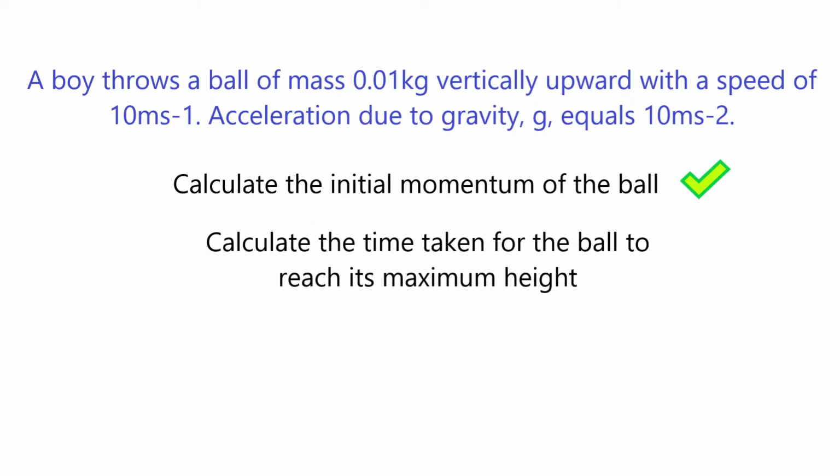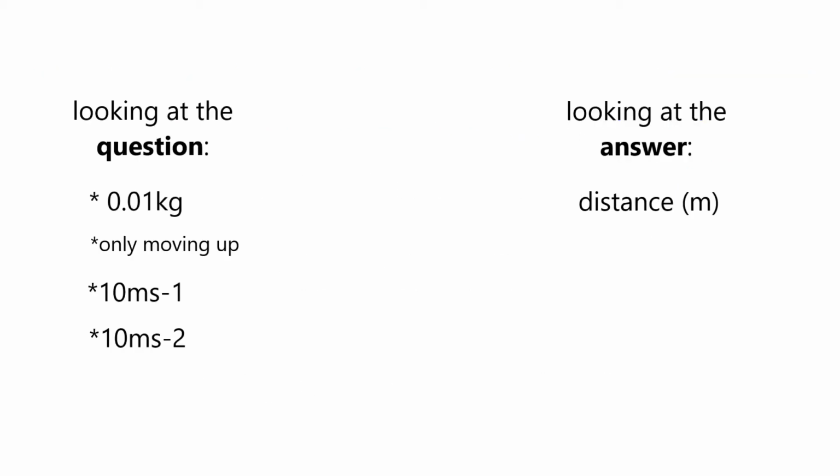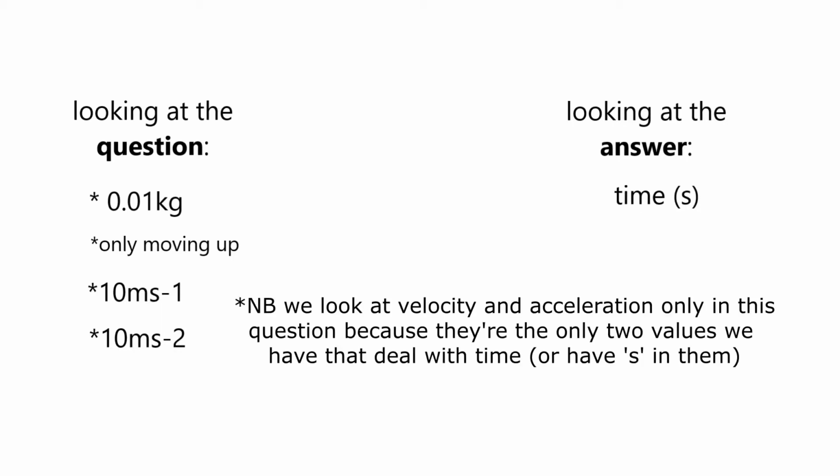Part B, calculate the time taken for the ball to reach maximum height. This is where it starts getting a bit more tricky. Essentially, you have the values. In this case, you're looking at speed and stuff like that. So you have the values 10 meters per second and 10 meters per second squared. 10 meters per second is your velocity, or speed. 10 meters per second squared is your acceleration. And you want to find time.